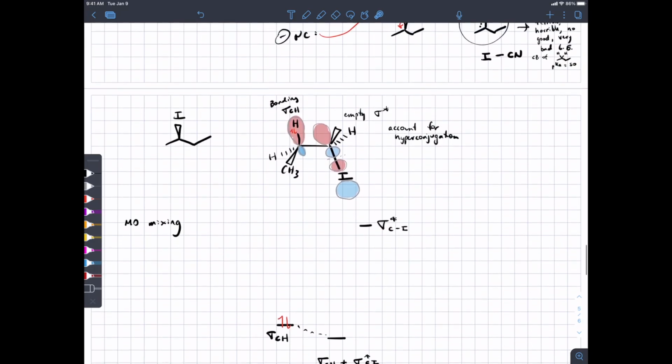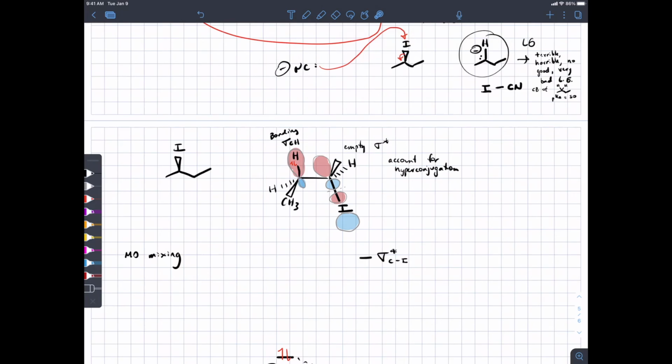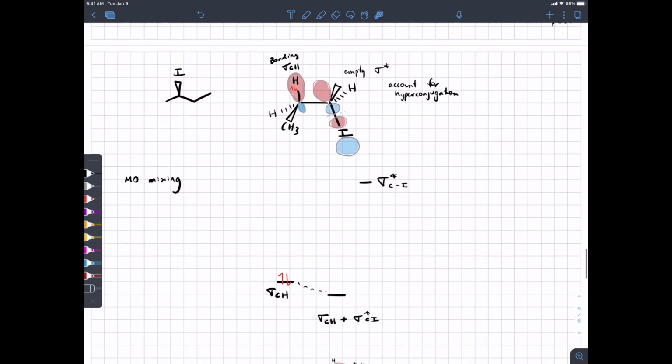Wouldn't that cause it to break apart? Well, so yeah, the question is, why is it that you're putting electrons in an antibonding orbital? Aren't we going to break that apart? That would be true if all we were doing was putting electrons into an antibonding orbital. But this is subtly different from that.